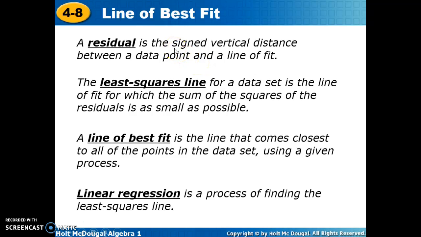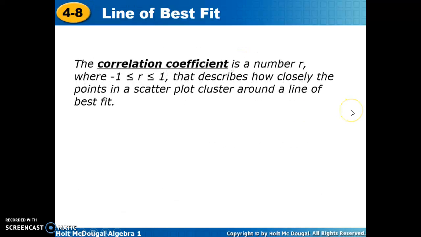The least squares line for a data set is a line of fit for which the sum of the squares of the residuals is as small as possible. And that's the first activity that we'll be working on. A line of best fit is the line that comes closest to all of the points in the data set using the given process that we're going to be learning, both on paper and on the calculator. And linear regression is a process of finding the least squares line.